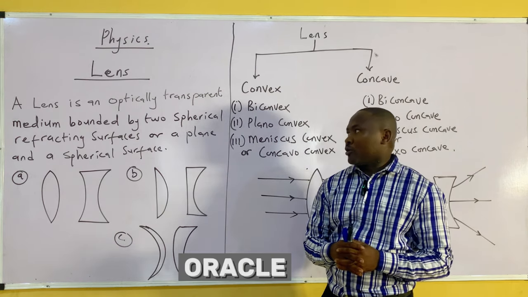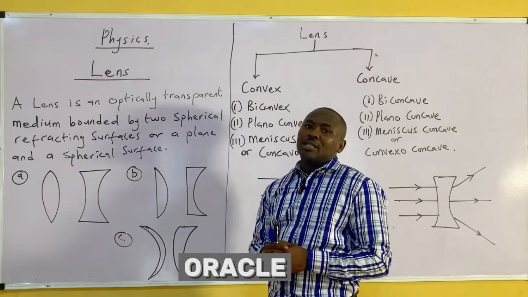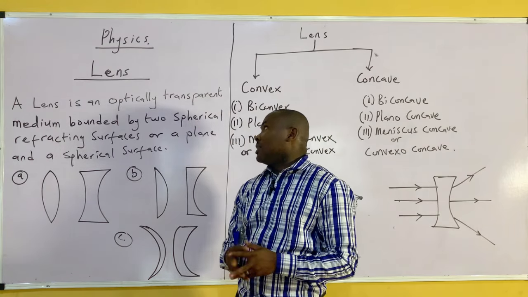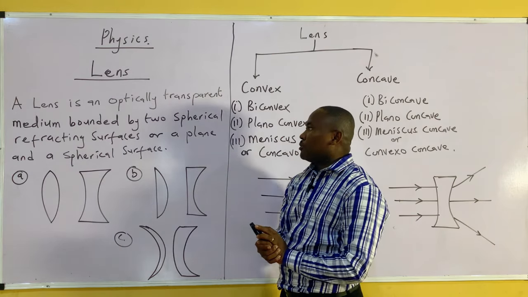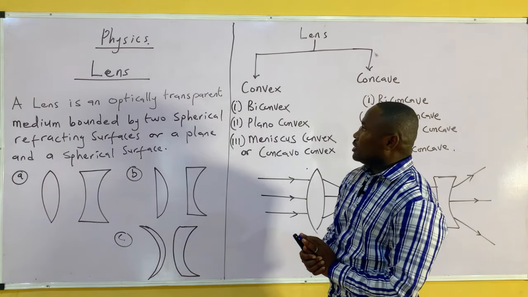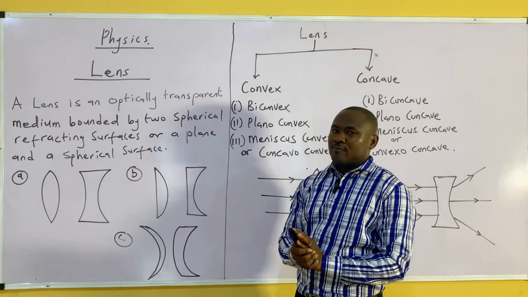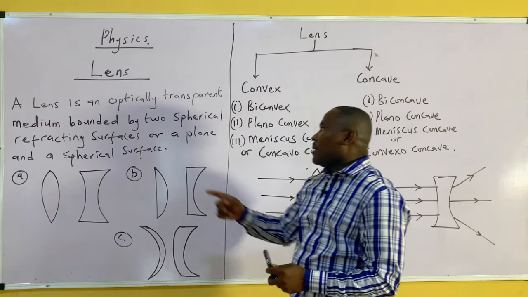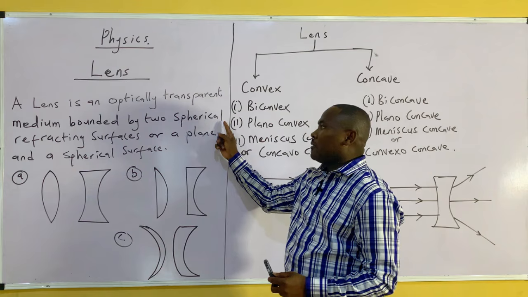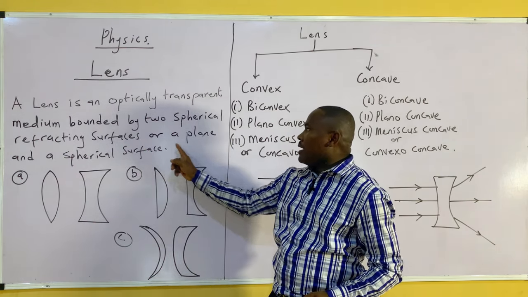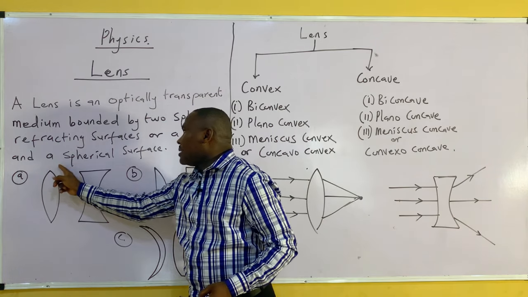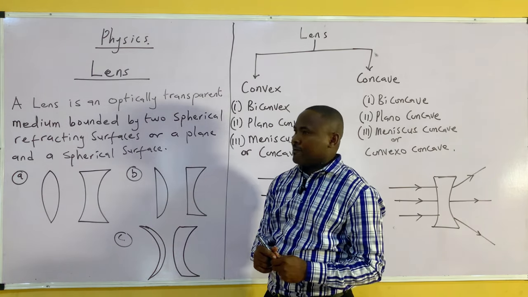Popularly known as Oracle. Today we'll be looking at lenses. What is a lens? A lens is an optically transparent medium bounded by two spherical refracting surfaces. Take note of this word, bounded by two spherical refracting surfaces, or a plane and a spherical surface.